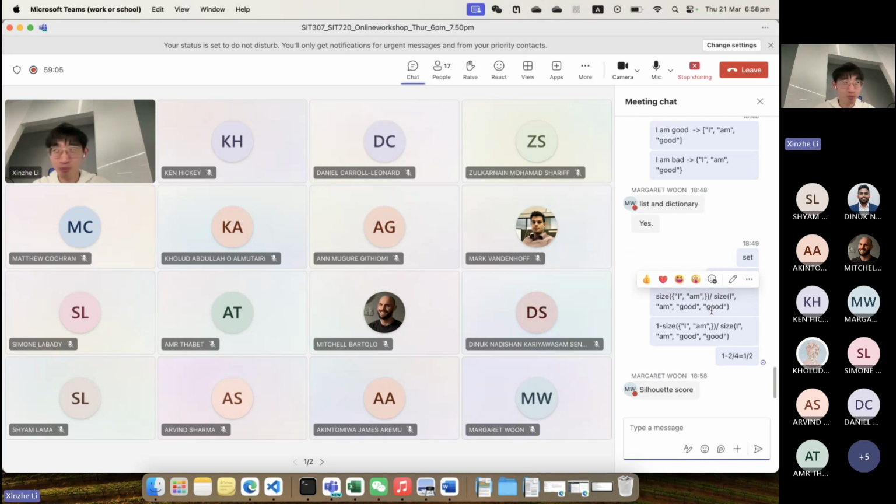I think this is the most comprehensive evaluation metric I will mention today. But what's the easiest one? Thank you for bringing that up, because silhouette is the one you need to use in your assignment. But this is not the easiest one.